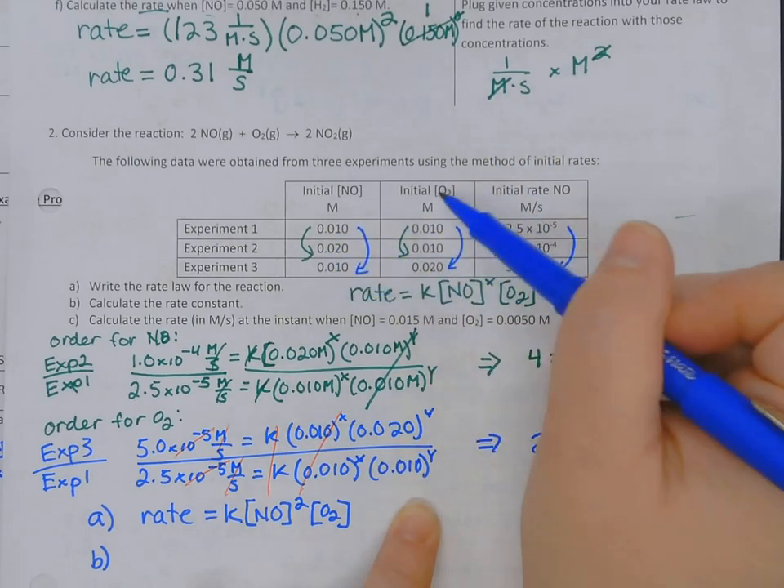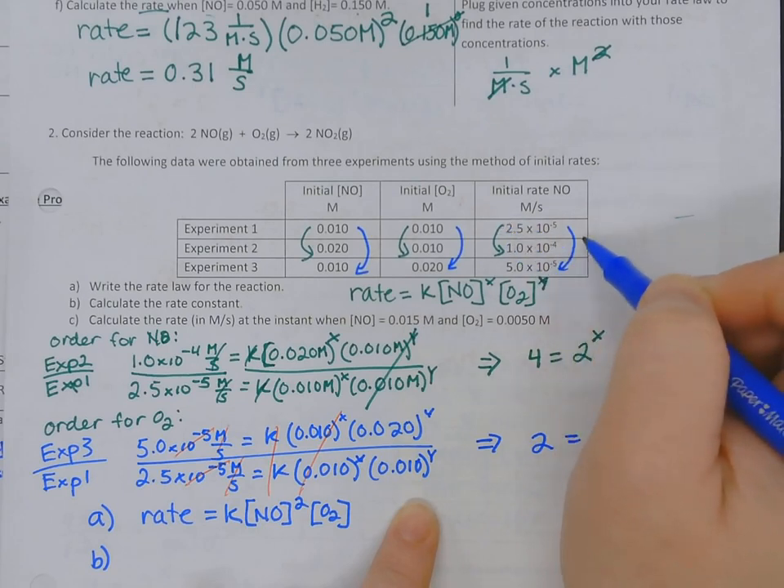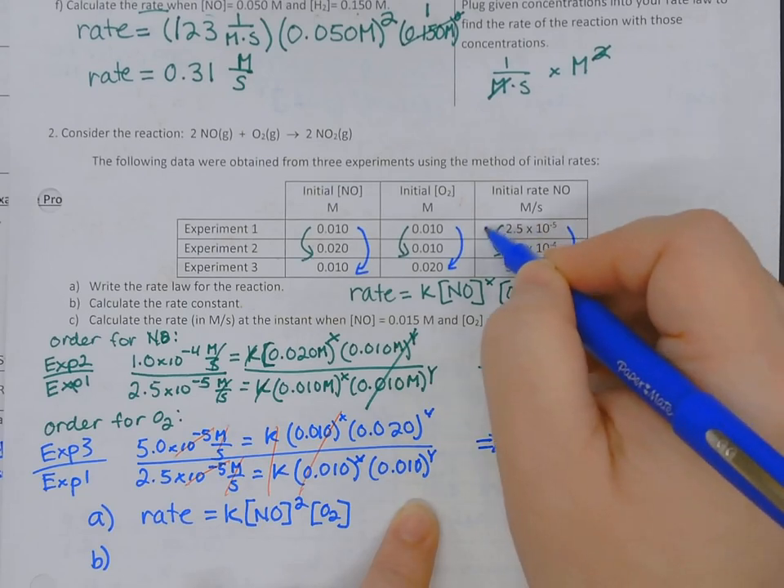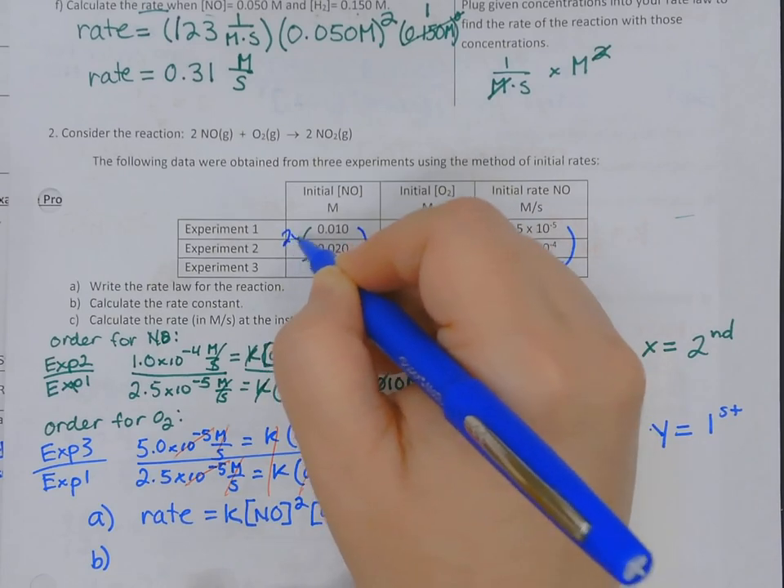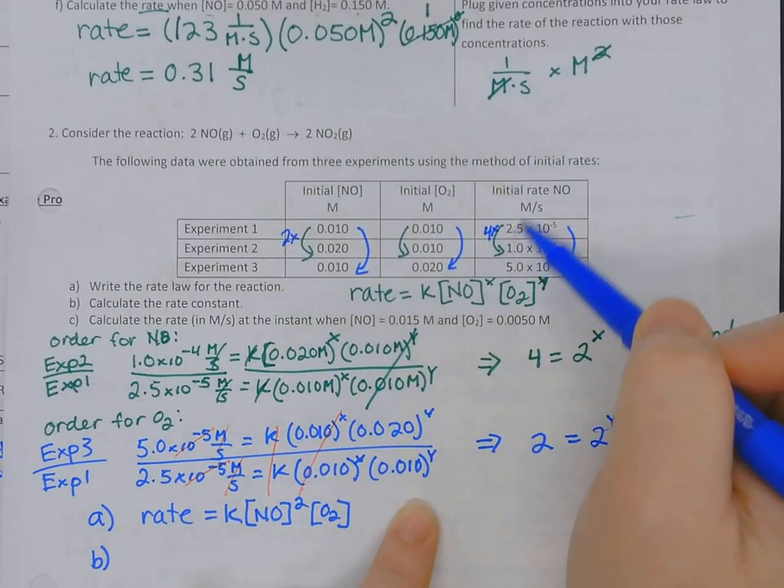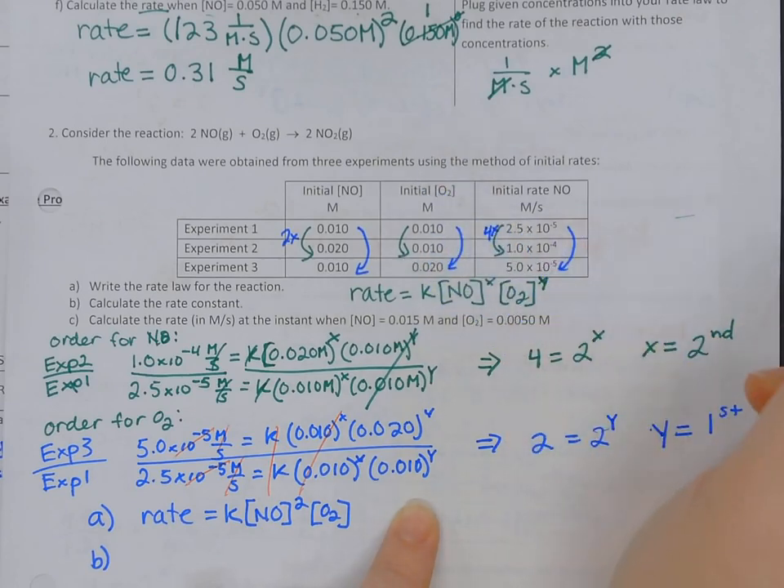So when NO is doubled, the initial rate is 4 times faster. If you ever need to do that, you just do your bigger one divided by your smaller one. You'll figure out how much faster it is. So this is 4 times when this is 2 times faster. So when the concentration of NO is doubled, the rate is 4 times faster when O2 is kept constant. This means it's second order with respect to NO.